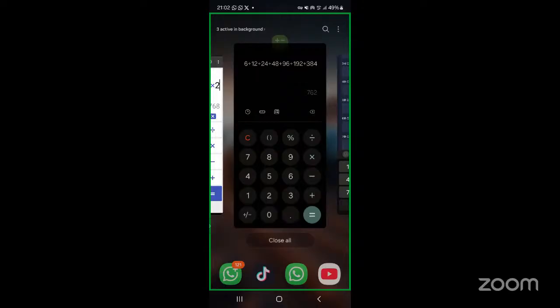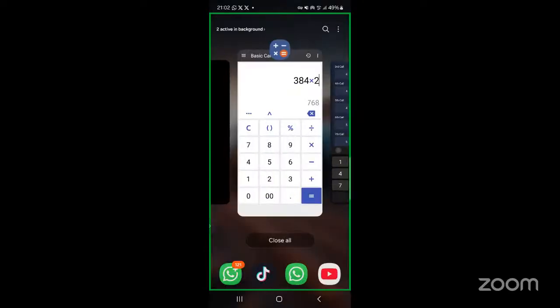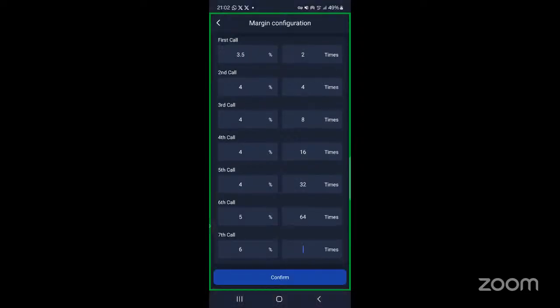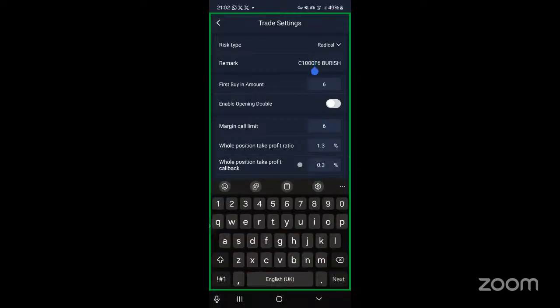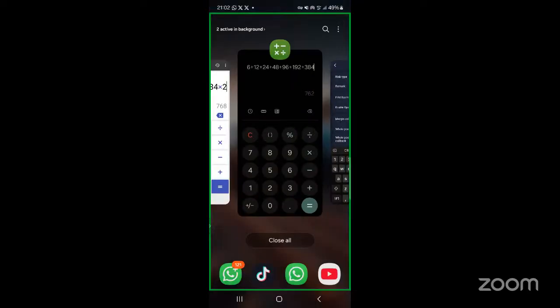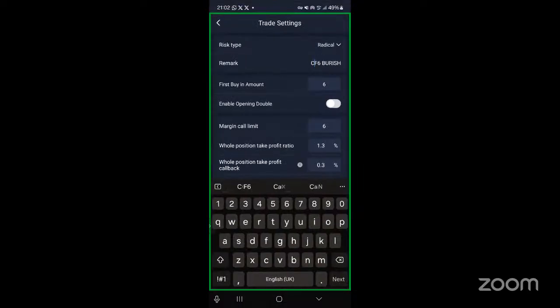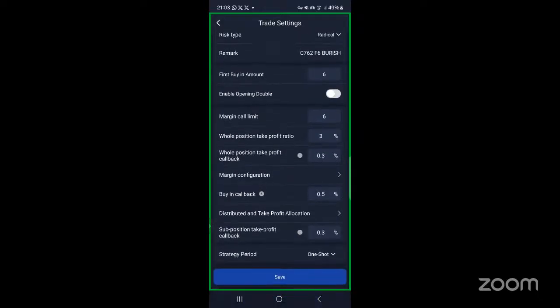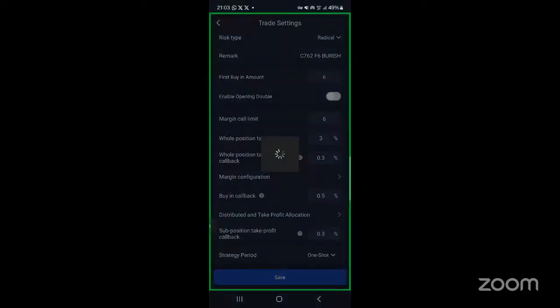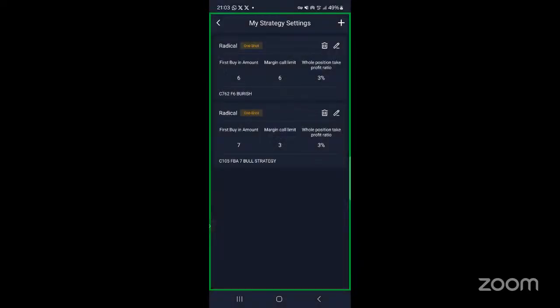Mathematics, why do I complicate myself? We are going to just put here 6 margin calls. Tell the robot to buy 6 margin calls. And I will change here. I say capital will be 762. That is capital. Take profit 3%. I'm radical. How many of us have understood what I just did?